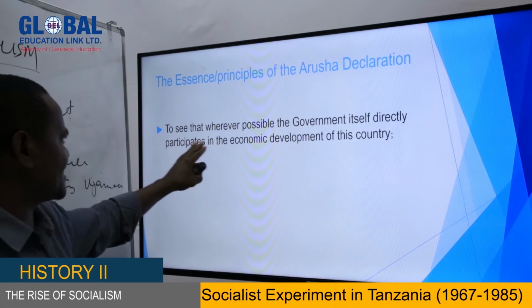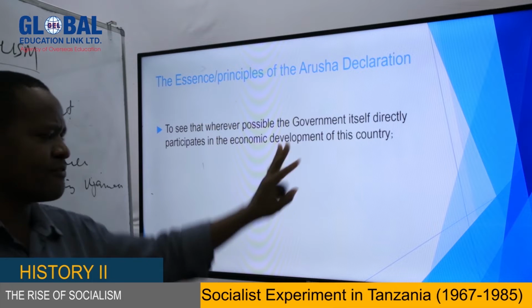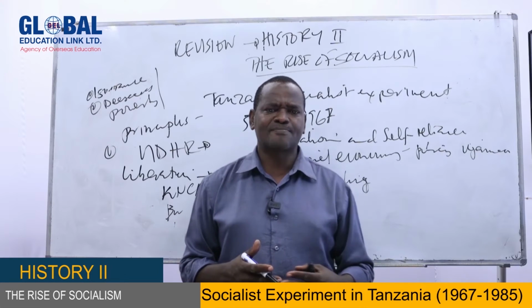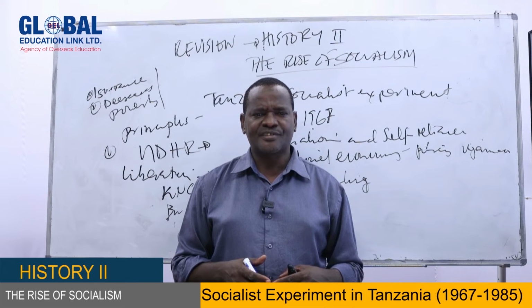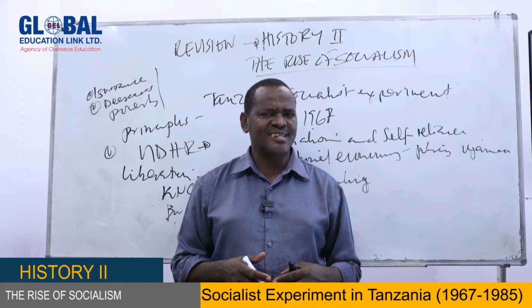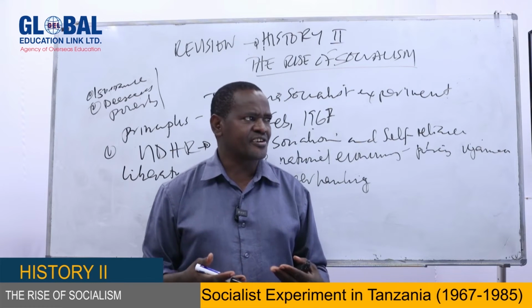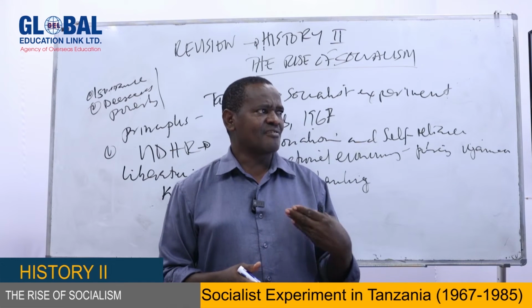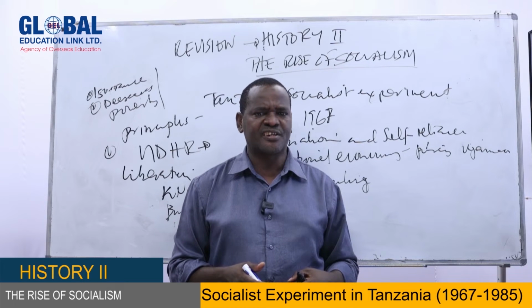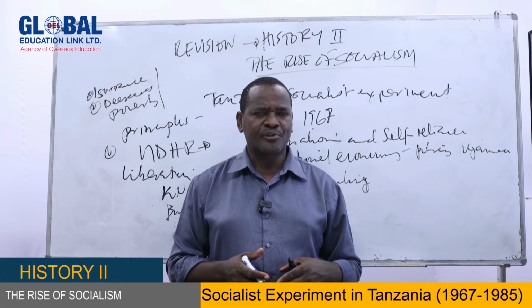Another thing was to see that wherever possible, the government itself directly participates in the economic development of this country. Remember, under the capitalist system, the government is always rolling back. The government is not directly engaging in economic activity. Rather, economic activities are just left to private individuals. But this is contrary. Under the Arusha Declaration, which we said introduced socialism and self-reliance, the government has to actively involve itself in economic activities, like establishing some government parastatals, and also running some businesses.